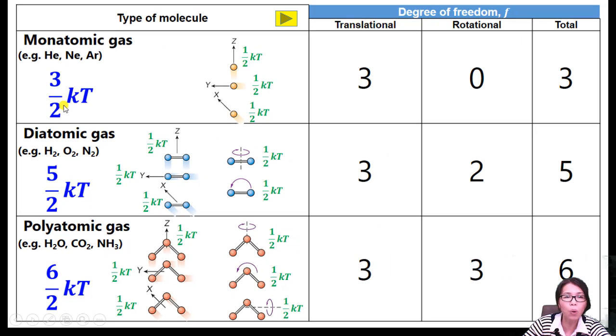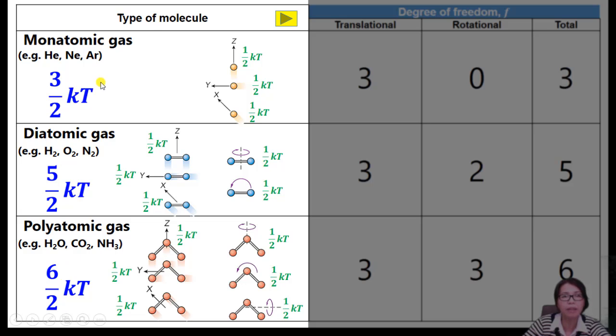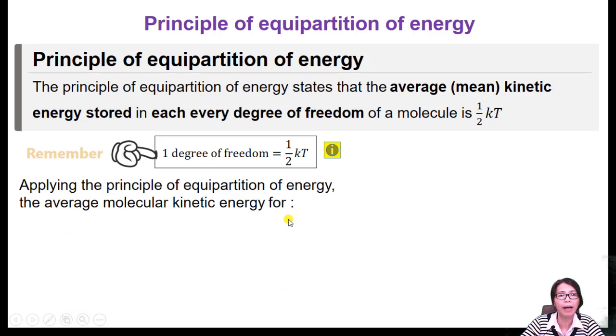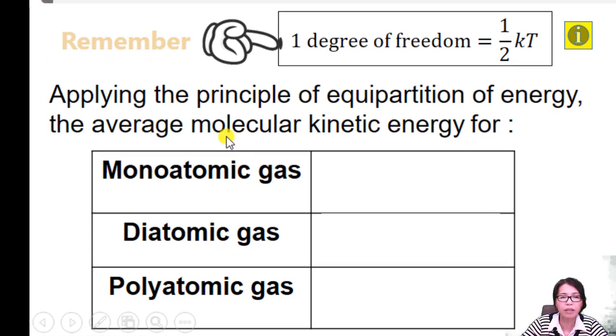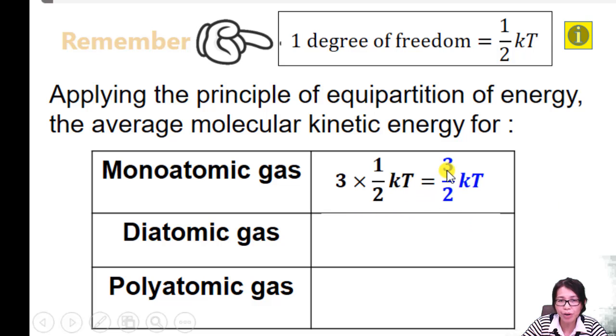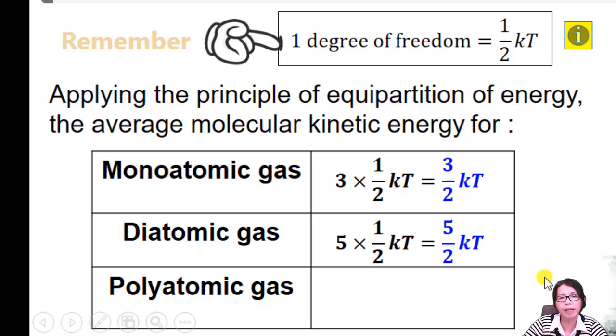They are going to have 6/2 kT of total kinetic energy. So this is the total kinetic energy the gas molecule might store or acquire through the degrees of freedom they might have. So I conclude it here. If we apply the principle of equipartition of energy above, we will find out that the average molecular kinetic energy for monoatomic gas will be 3/2 kT. Why? Because they have 3 degrees of freedom. For diatomic gas, they are going to have 5/2 kT because they have 5 degrees of freedom.